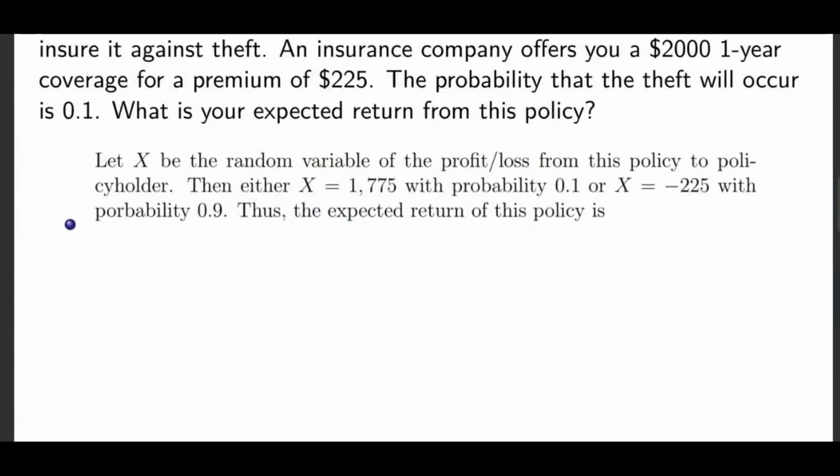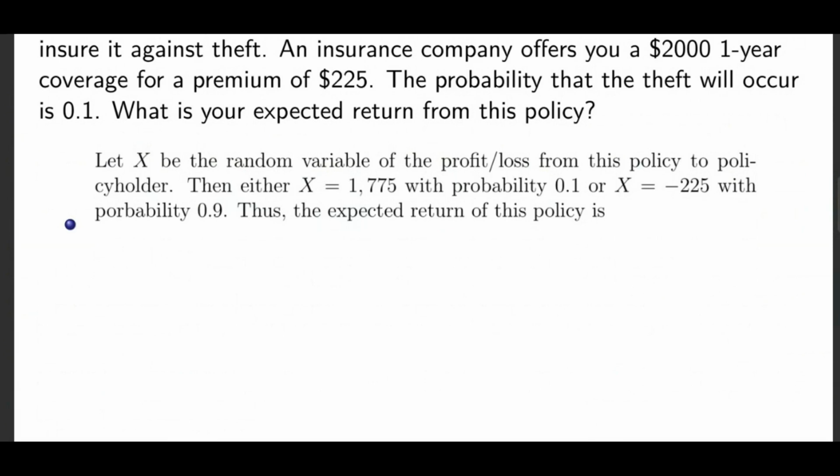So there are two ways to do this problem. The way I normally think about the problem is, well, there's a probability of 90% that my return is negative 225. So I paid the premium and it didn't get stolen, so it was a non-event. Of course, there's a 10% chance that it did get stolen. And then I actually get 1775 because I already paid 225. So my return is 1775.